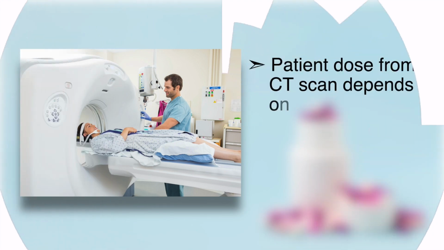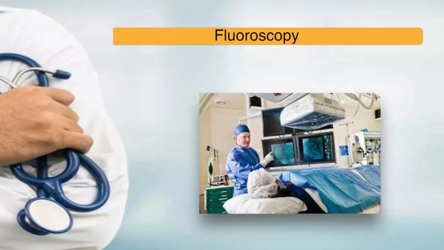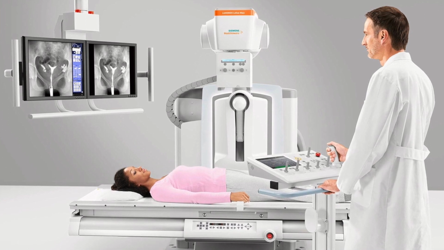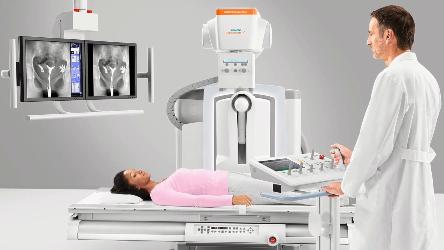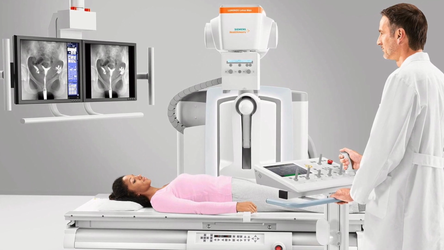So the patient dose from a CT scan depends upon the part of the body examined and also the protocol of the CT. And then if we look at fluoroscopy, it is a continuous real-time X-ray image. It is just like an X-ray movie that can be used to monitor the movement of the body parts as well as the objects or the contrast agents throughout the body.